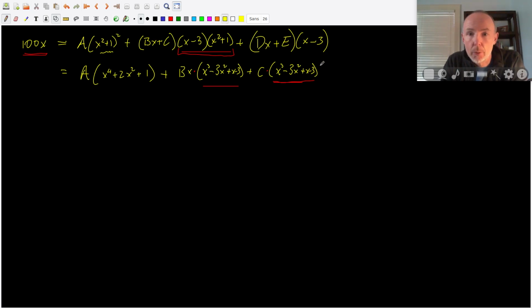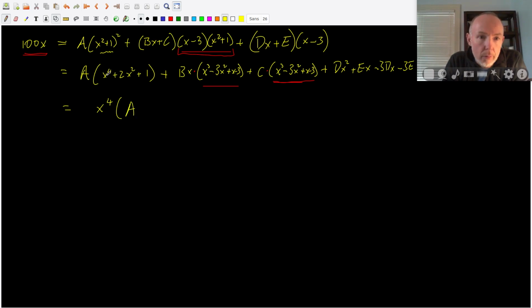And then the last two terms, again foiling this out, I'm just writing it out. I'm going to get a dx squared, I'm going to get an ex, I'm going to get a minus 3dx, and we're going to get a minus 3e. My job now is actually to split it up with powers. So all of the things that involve x to the 4, what have we got? We've got one here. There's an a times x to the 4. This term here is a x to the 4. And there's a b x to the 4 there. So I'm going to have an a x to the 4 and a b x to the 4. And that takes care of that term and that term.